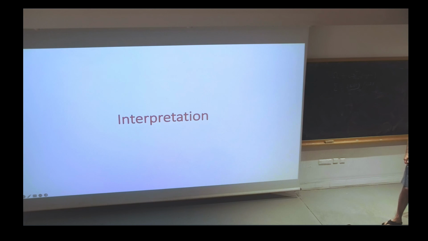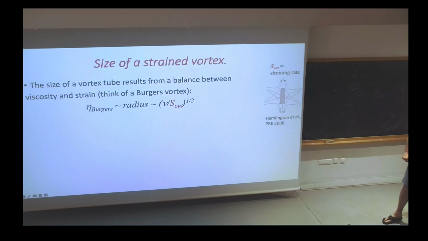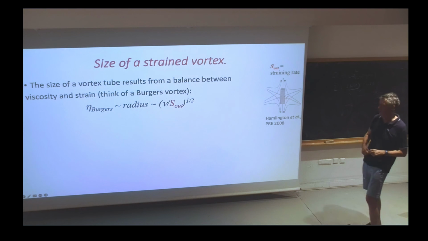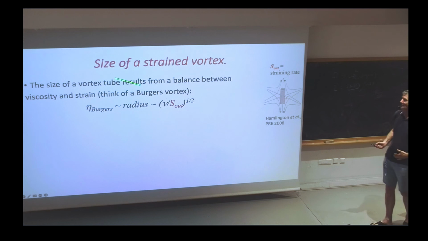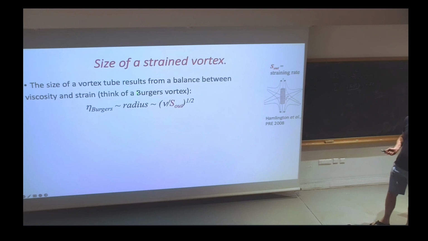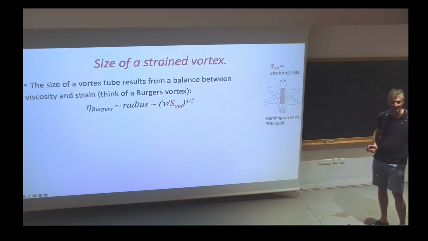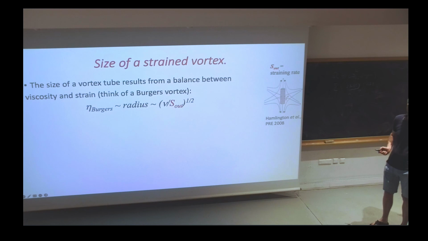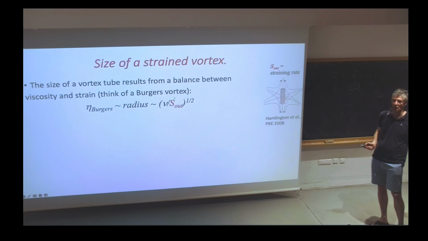Okay, so like I said, I'm just trying to reconcile the two rabbits that I pulled out of my hat. Okay, so let's go back to elementary fluid mechanics. There is this thing that is in any textbook on fluid mechanics, which is called Burgers vortex. So what is it?